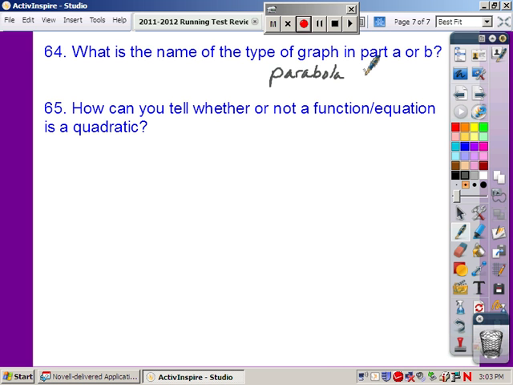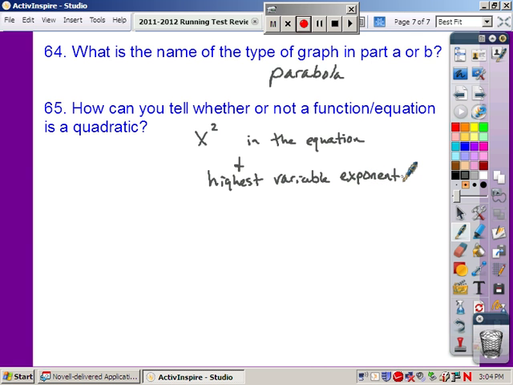What you're looking for is to find an x squared term in the equation somewhere. And it has to be the highest power, the highest variable exponent. So I could give you a couple examples. Let me show you one like this, and we have this, and let's do one more.